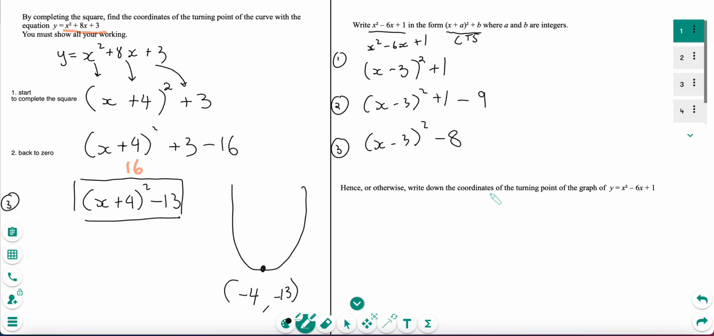Hence or otherwise, write down the coordinates of the turning point of this graph. Well, since the squared term is positive, it's going to be a U shape. The y coordinate is negative 8. The x coordinate is the opposite of negative 3, which is positive 3. And that's how you complete the square and find the turning point.